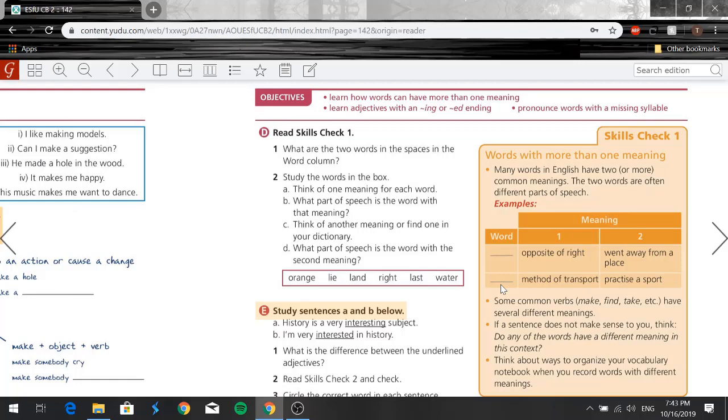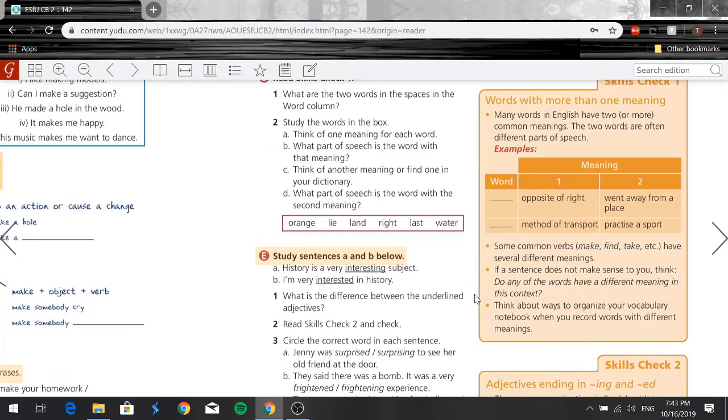So you gotta know these different meanings for each word. Some common verbs like make, find, take have several different meanings that we talked about. We talked about the different meanings for make and find, okay? If a sentence does not make sense to you, well, that's going to happen a lot of the time if you don't know all the different meanings for the same words, right? Because some words, like we said, have two or more meanings. You got to think, do any of the words have a different meaning in this context? Always think about the context in itself and not just the word, okay?